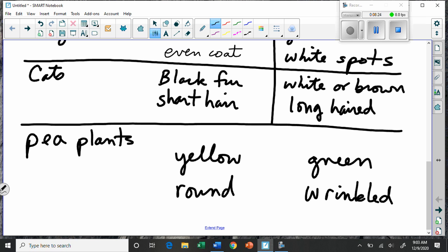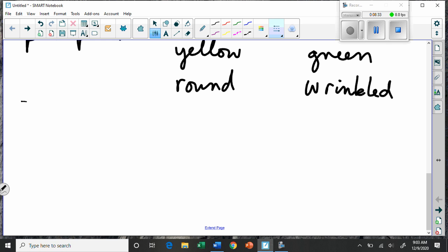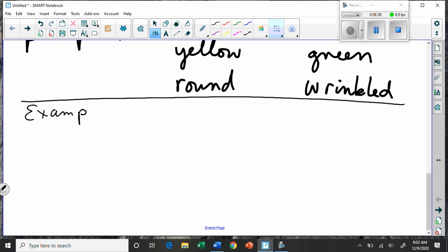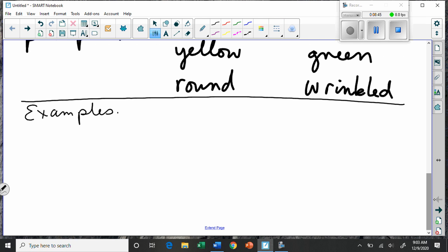Okay, let's do an example then of some crosses, and we'll just kind of get into the habit of seeing how they work. So let's call this examples. The last section was pea plants. We'll also do some crosses with different colored flowers. Sometimes certain colors are more dominant than others. Red is sometimes dominant over white, but not always. There's all kinds of issues, and we'll get to all the details later.